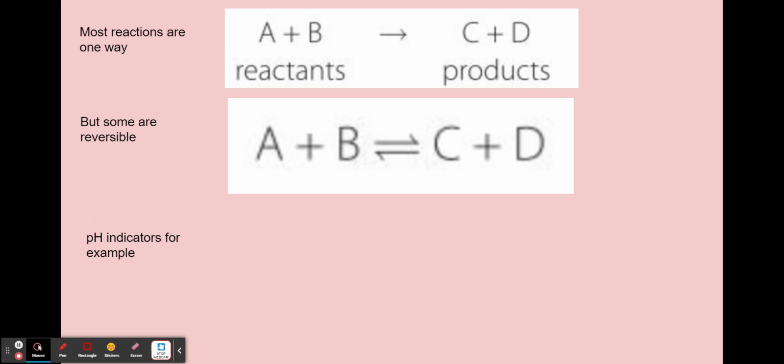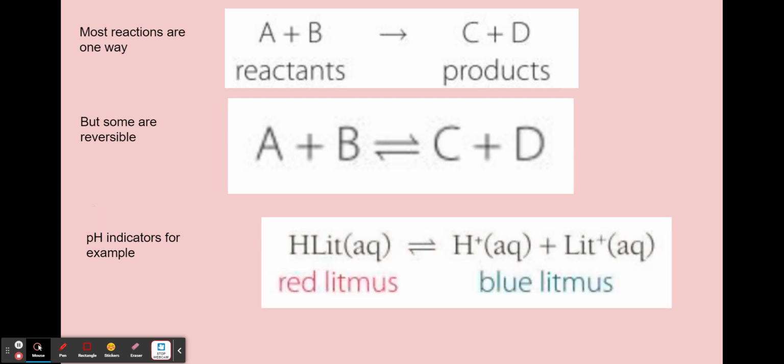So a good example of reversible reactions are the indicators we use to show pH. So for example here, red litmus reversibly changes to blue litmus depending on the ions that are present. You don't need to worry too much about the H and the lit and the positive and things. Just think, well, if I've got litmus and I add some acid to it, then the reaction moves to the left and I've got red. And if it moves to the right, it's blue and it's an alkali solution.